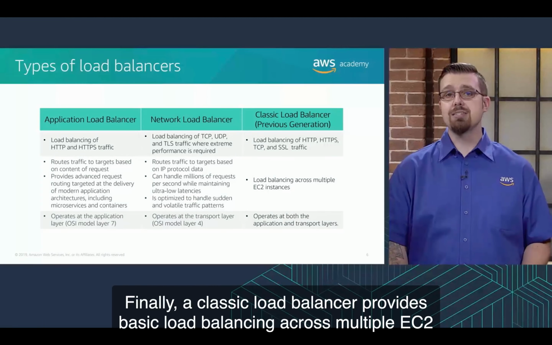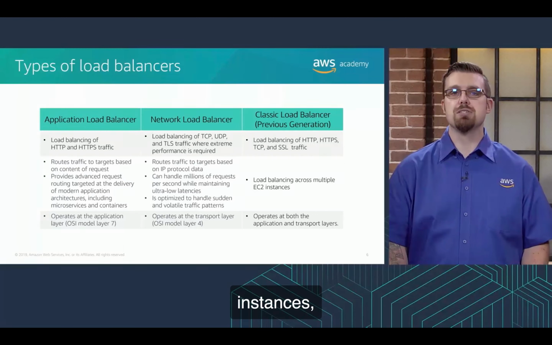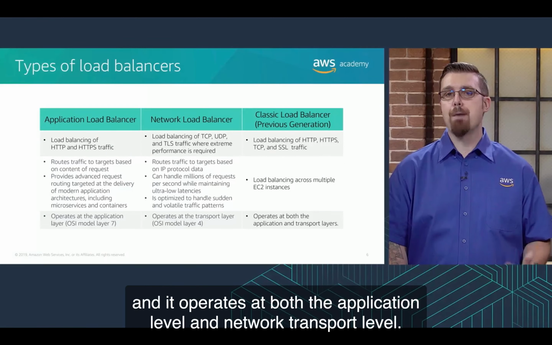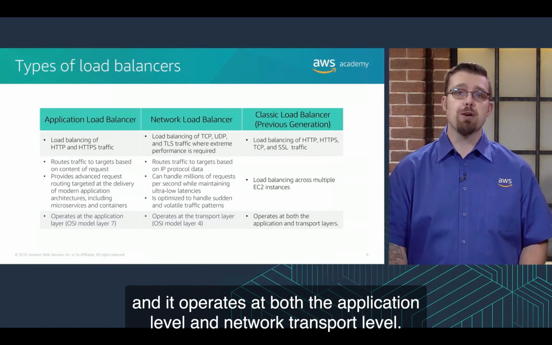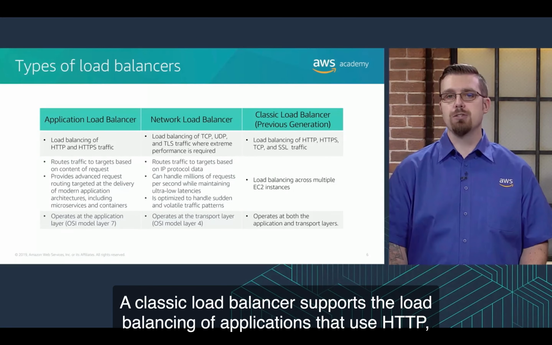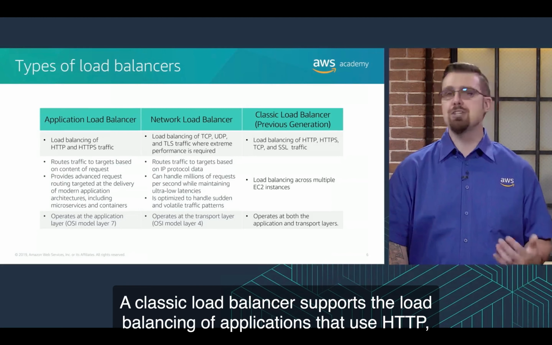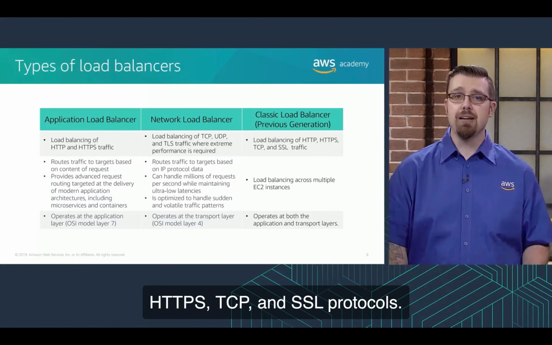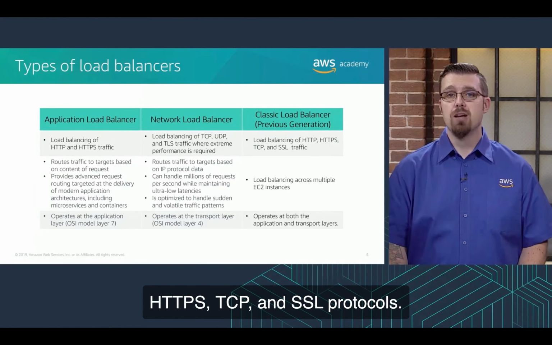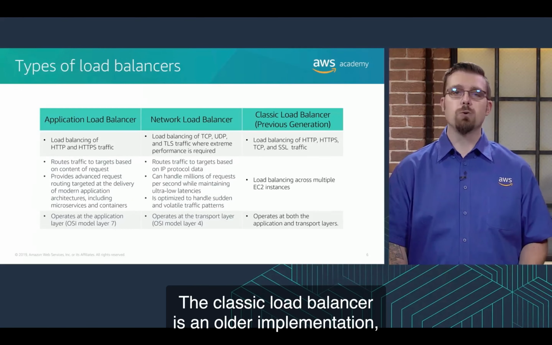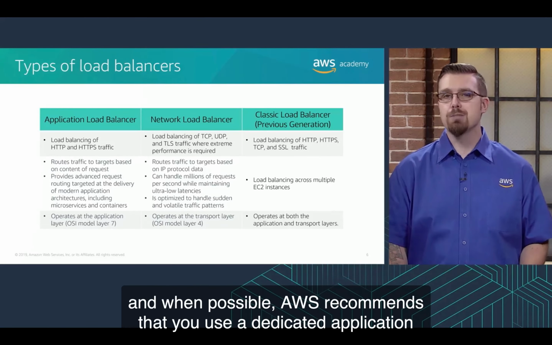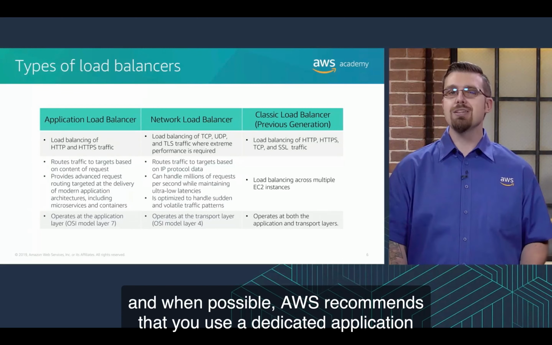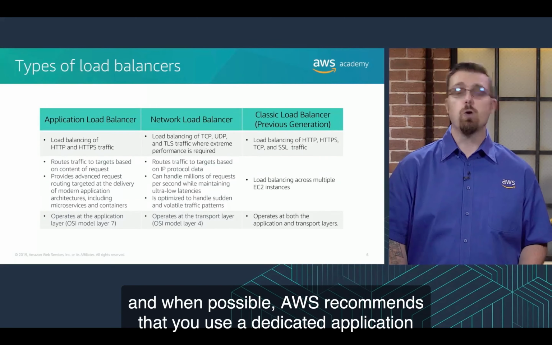Finally, a Classic Load Balancer provides basic load balancing across multiple EC2 instances, and it operates at both the application level and network transport level. A Classic Load Balancer supports the load balancing of applications that use HTTP, HTTPS, TCP, and SSL protocols. The Classic Load Balancer is an older implementation, and when possible, AWS recommends that you use a dedicated Application Load Balancer or a Network Load Balancer.